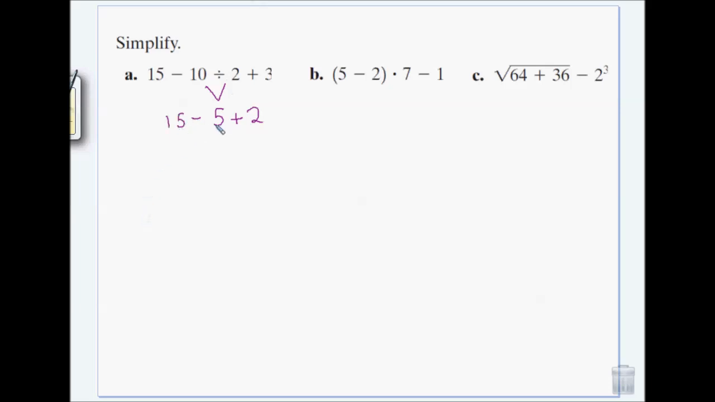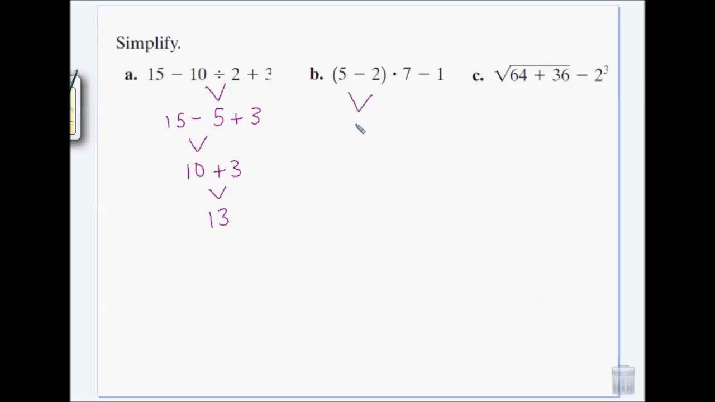Plus 3. Okay, so 15 minus 5 is 10, plus 3, 13. You don't have to do it this way. I just think that when I'm putting it up on the board, it makes it easy to see what I did for each step. So, okay, here I do have parentheses.